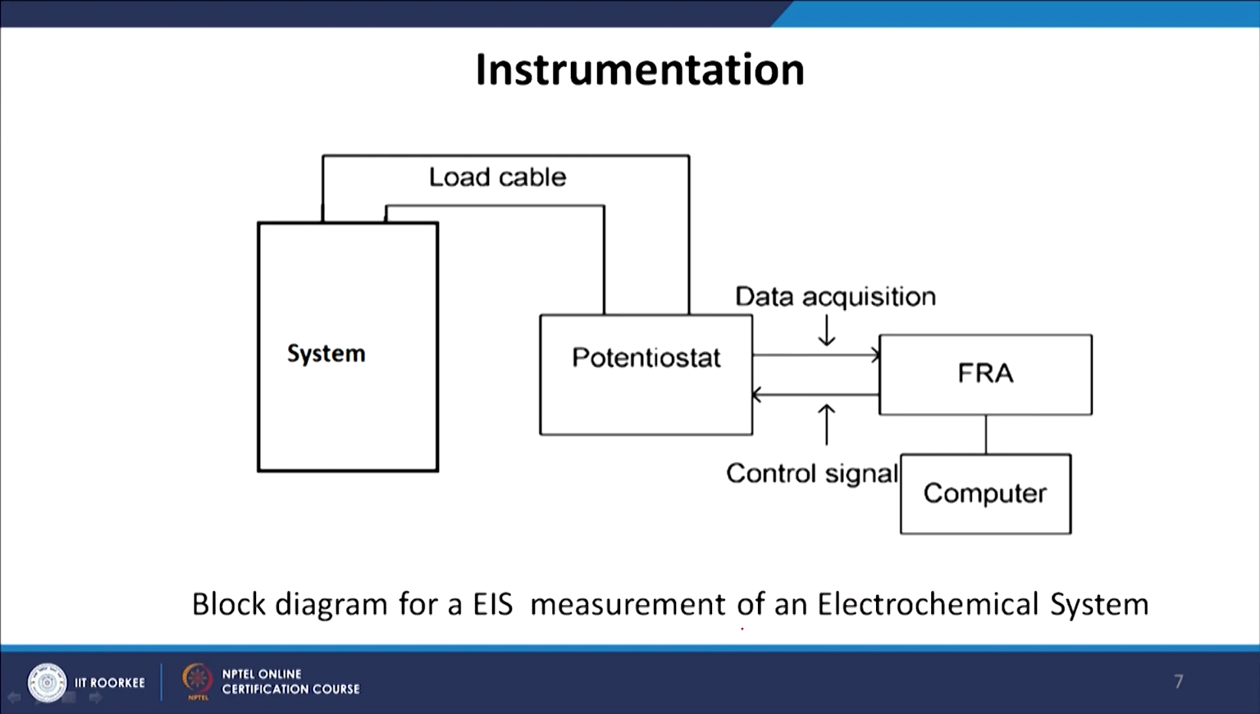In the conventional instrument system, there is a system which is connected by a load cable to a potentiostat, which is used to apply the AC voltage here, and for the data acquisition we use a control signal which is connected to a computer along with an FRA. This is the block diagram of the AC impedance measurement system of an electrochemical system.